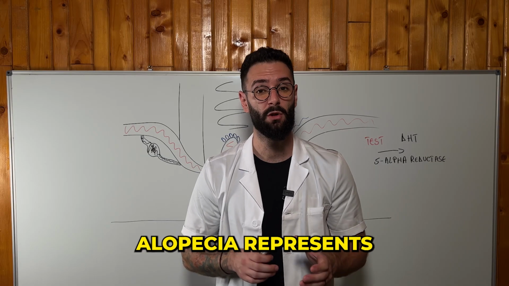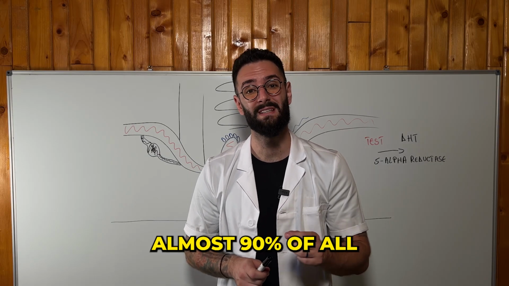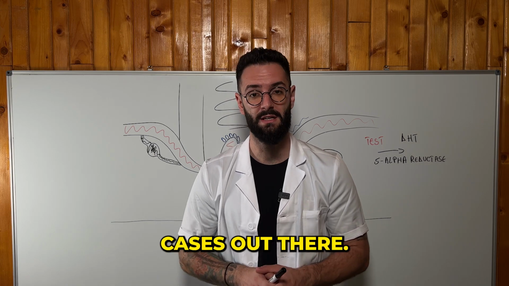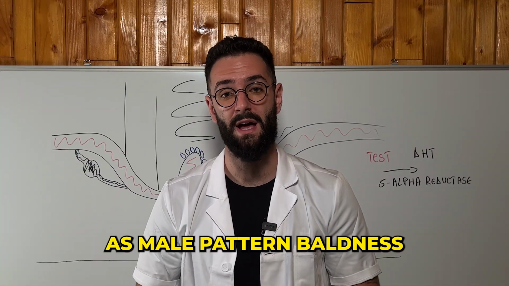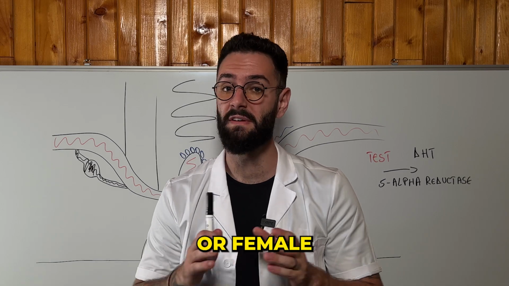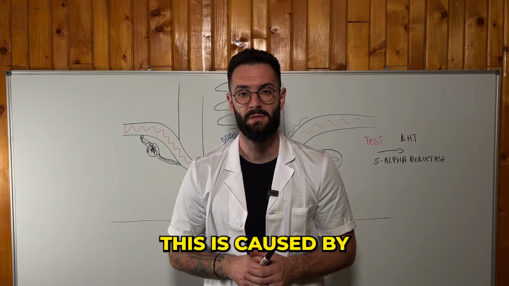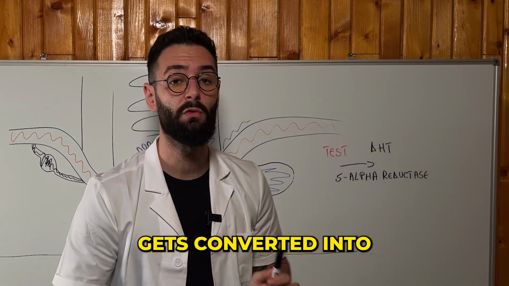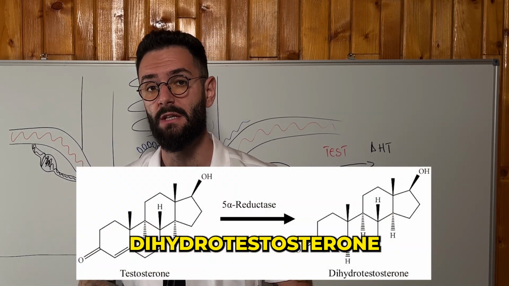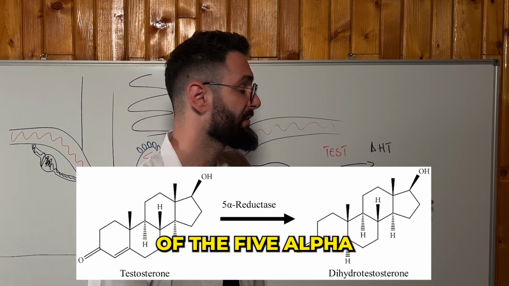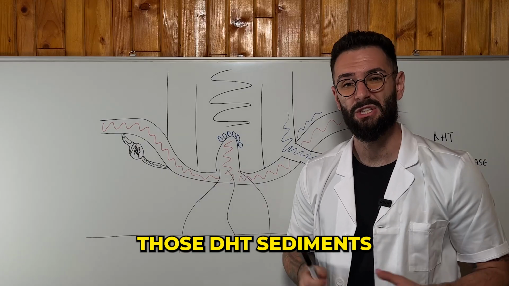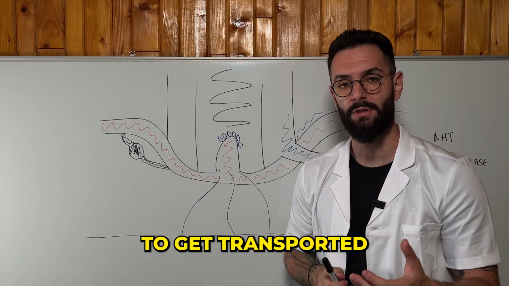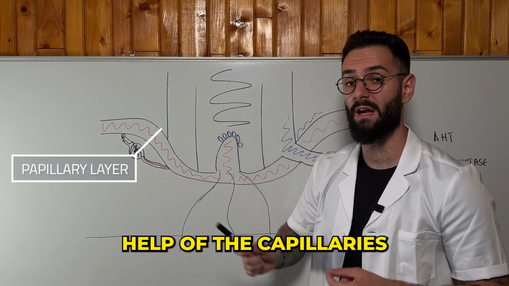When it comes to types of alopecia, there are many out there. However, androgenetic alopecia represents almost 90% of all the alopecia cases out there. This is also known as male pattern baldness or female pattern baldness. This is caused by a genetic predisposition in which free testosterone gets converted into dihydrotestosterone with the help of the 5-alpha reductase enzyme.